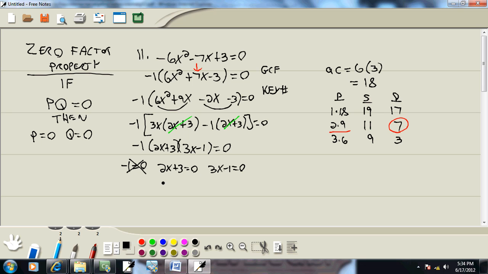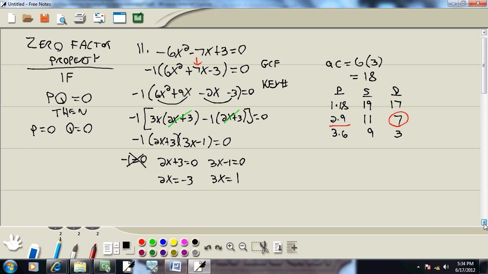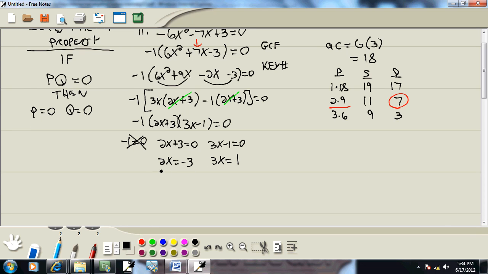Now these are linear equations, so I'll move the 3 over to the right side. We get 2x equals negative 3. Same thing here, 3x is equal to 1. You take anything across the equals, the sign changes. Divide both sides by the number in front of your x. So divide both sides by 2 on this side. And we get x equals negative 3 halves. And on this one, divide both sides by 3. And I get x equals 1/3.